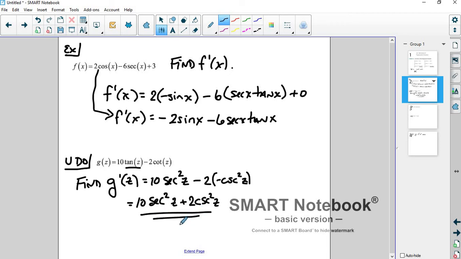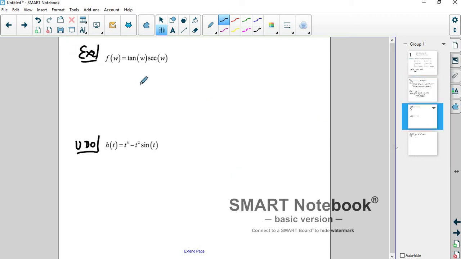So those are some of the basic derivative rules for trig functions. Now, what happens if we put them in tandem with other functions? Example 2 here. I want to find f prime of w. And what do we have now? We have a product of two things, tangent w times secant of w. And so in order to do that, I have to do the product rule.